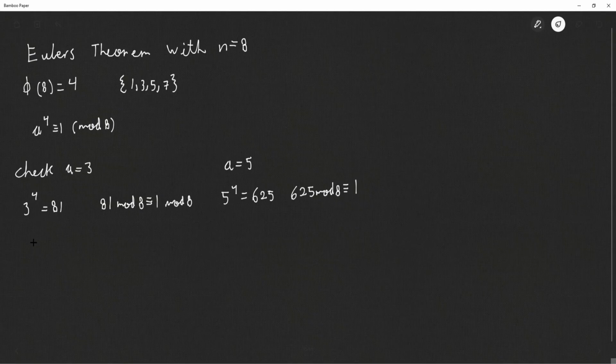And then finally, let's check a being equal to 7. So 7 to the power of 4 gives us 2,401. Now let's check this mod 8. Well, 2,401 mod 8 also gives us congruent to 1, meaning that the theorem holds for this question.